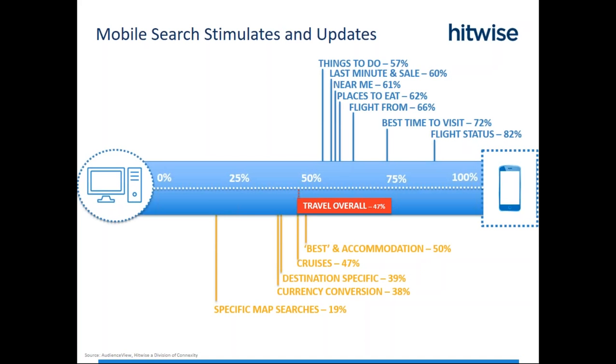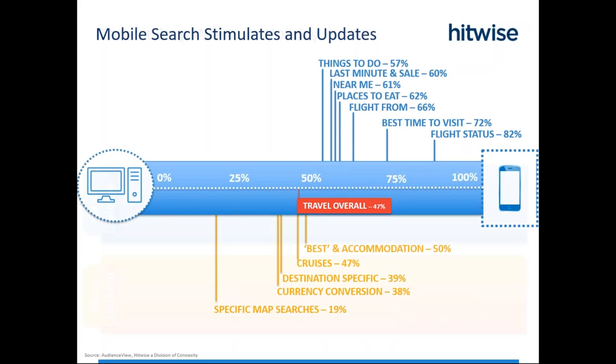Then there's cruises, destination-specific information, currency conversion, and specific map searches. So specific map searches are, map of Main Street on Norfolk Island. I'm just going to use that for a bit of a plug. So people are actually typing in the specific destination and an area within that.